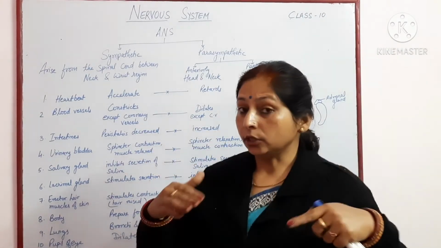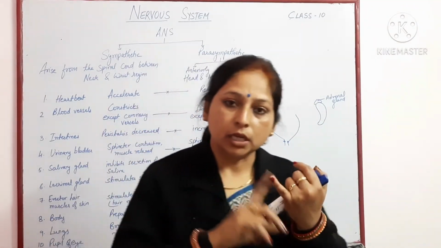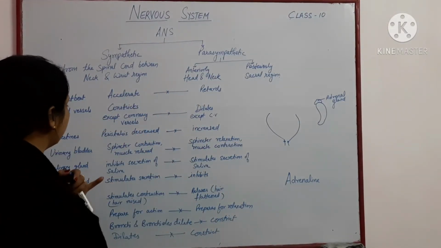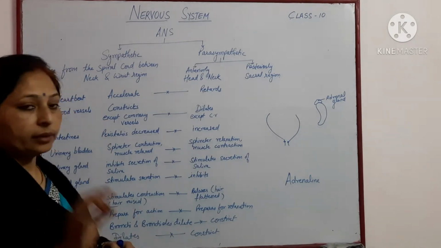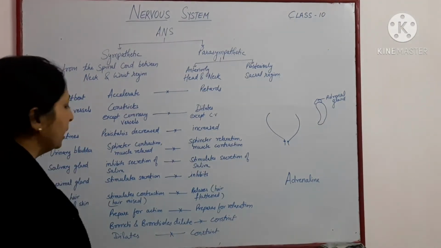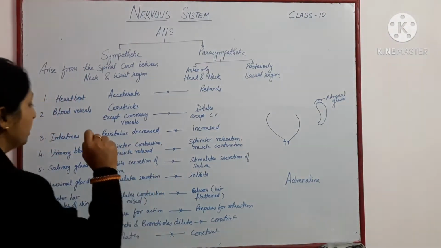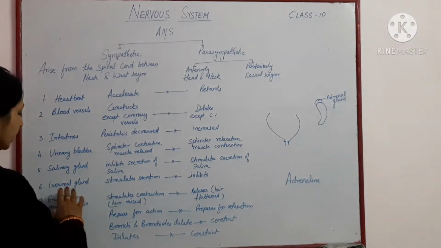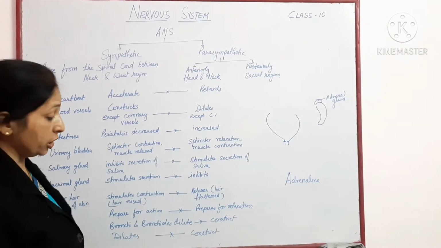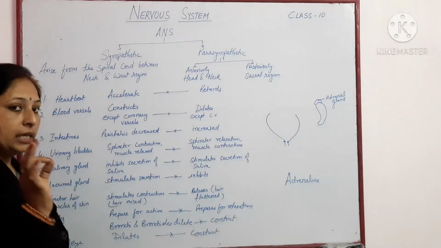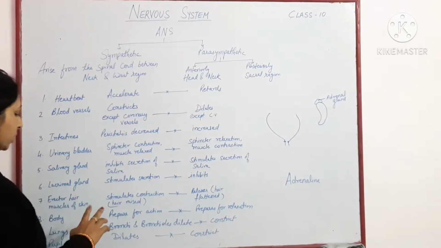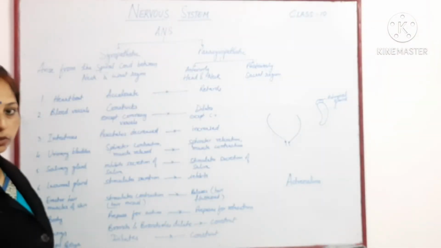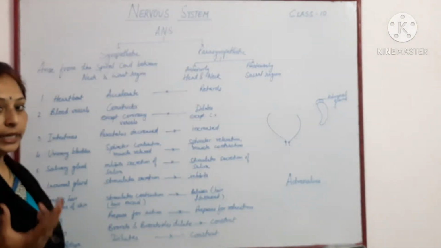So think of the situation and then your body's response. Heartbeat increased. Blood vessels constricted except coronary. Intestine peristalsis decreased. Urinary bladder sphincter contraction, muscles relaxed. Salivary gland, secretion of saliva is inhibited. Lacrimal gland, stimulated secretion. Erector hair muscles stimulated to contract, raising the hairs. Body prepared for the action. Lungs, bronchi and bronchioles dilate. Then pupil of the eye dilates.